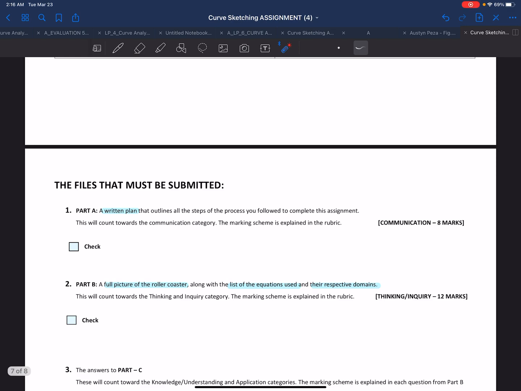So at the end, you have to make sure that you submit the following files. Number one, you have to submit a written plan that outlines all the steps of the process that you follow to complete the assignment. Once you've done this, check. Part B, a full picture of the roller coaster with a list of the equations used and their respective domains. Once done this, check.